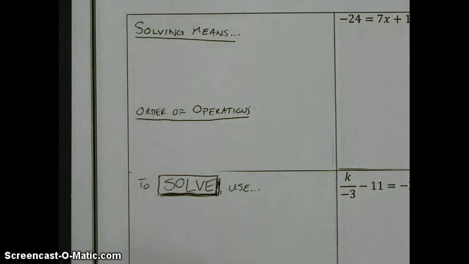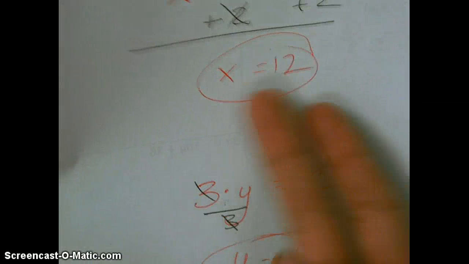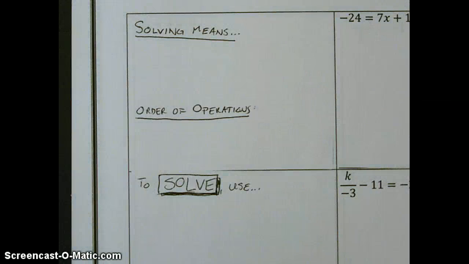But first of all, what does solving mean? We've been solving for a little while. What do all your answers look like? Like the one we just got. All three of those answers, we have a letter equals a number. Letter equals number. Letter equals number. Now it can be flipped. It could have been 12 equals x instead of x equals 12. But solving means we end up with just the variable, the letter, all by itself.